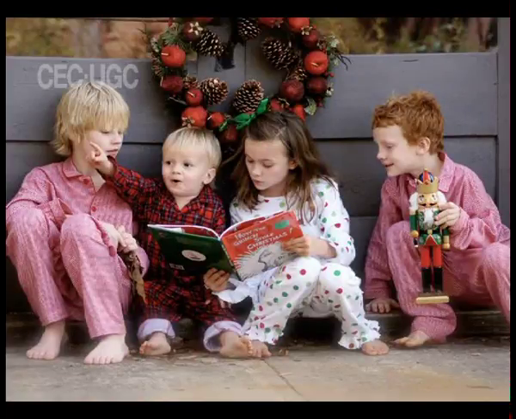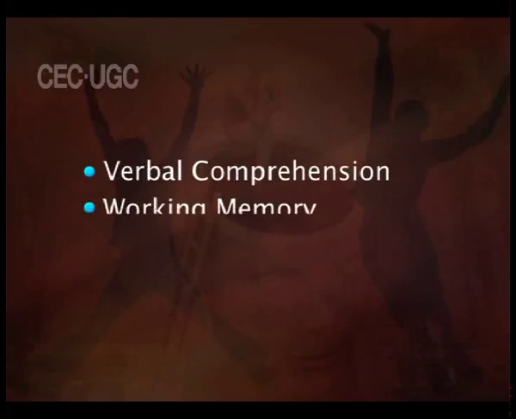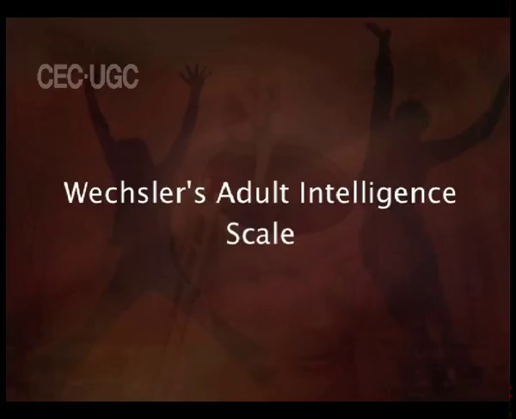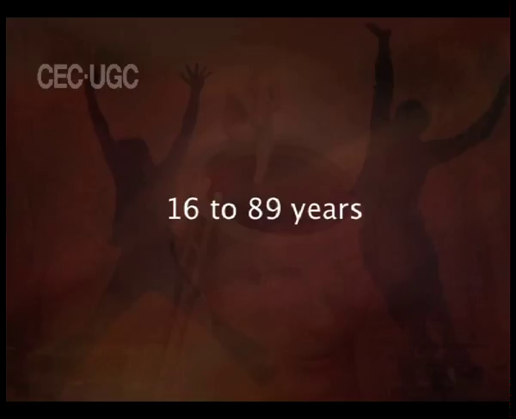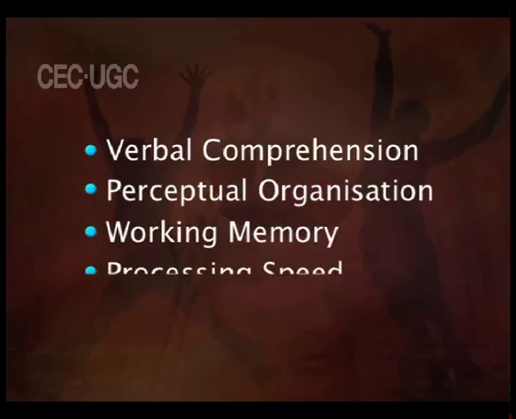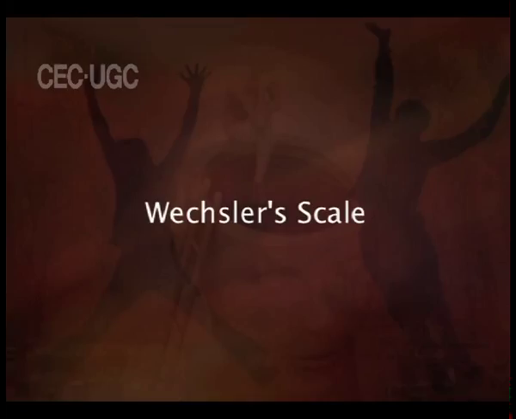The Wechsler intelligence scale for children can be used from ages 6 to 16. It measures verbal comprehension, working memory, and executive function skills. The Wechsler adult intelligence scale is used for people between 16 to 89 years. It also measures verbal comprehension, perceptual organization, working memory, and processing speed.